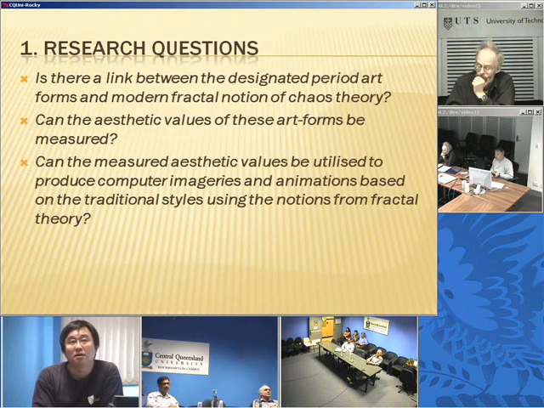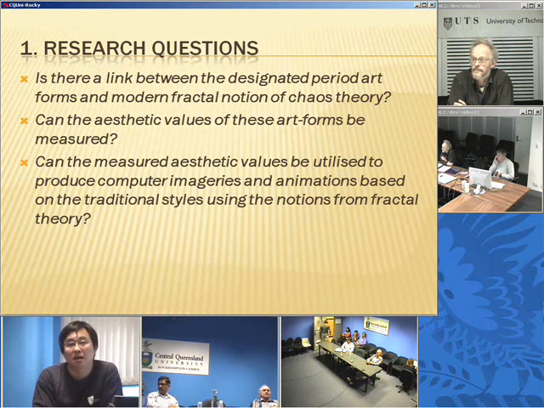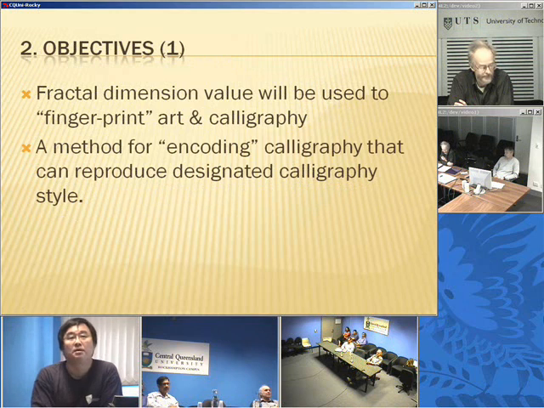The research question is: is there a link between the designated period art forms and the modern fractal notion of chaos theory? Can the aesthetic values of these art forms be measured? Can the measured aesthetic values be utilized to produce computer imagery and animations based on the traditional style using the notion of fractal theories? So the objectives will be in several aspects.